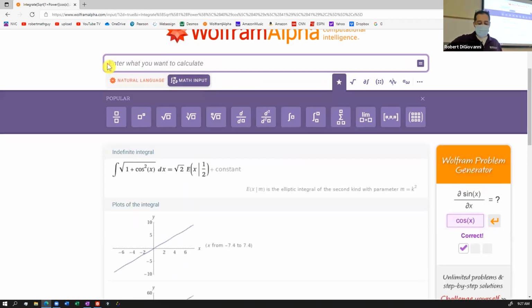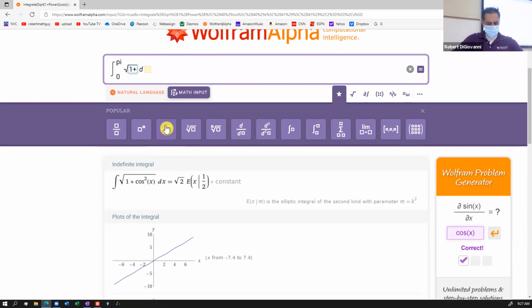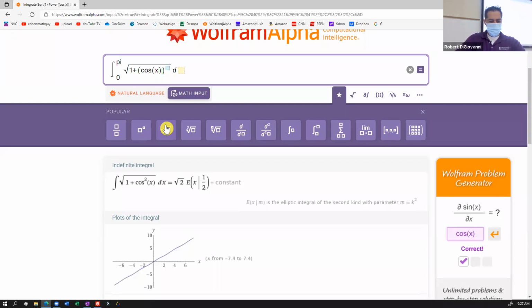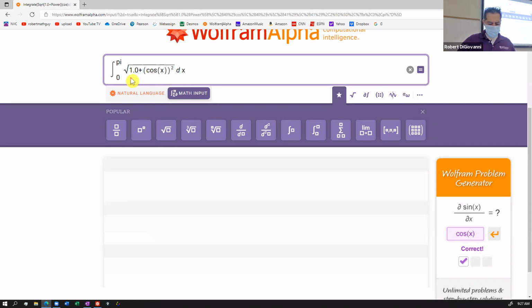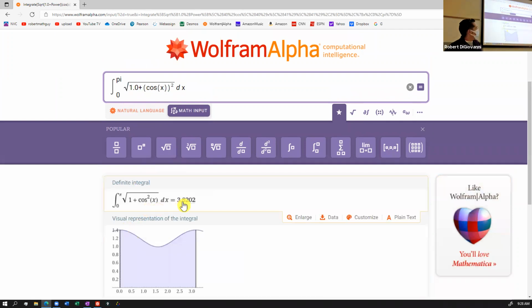In fact, let me go back. Let me put the definite integral in. Okay, so the definite integral went from 0 to pi, right? And it was the square root of 1 plus cosine x squared dx. And I'm going to put in here a 1.0 because that'll help the computer not try and give me an exact answer. See what happens. Hopefully it knows that's pi. Yeah. Look, it had no problem with that.